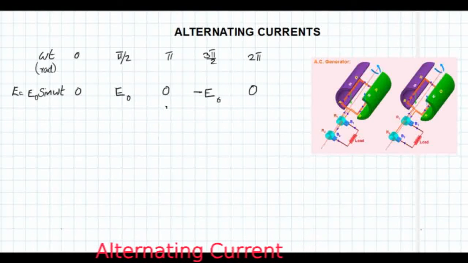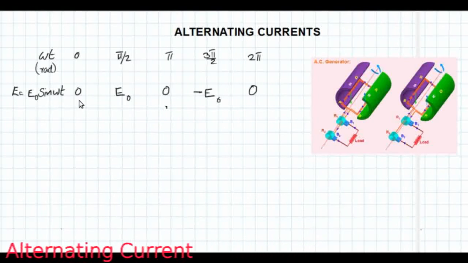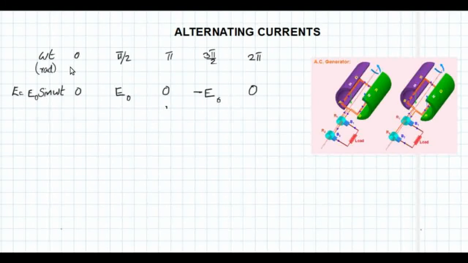You can see it starts from 0. That means there is no induced EMF, right? When omega t is equal to 0, or when the plane of the coil is perpendicular to the direction of magnetic field, there is no EMF induced. And when it turns through an angle of pi by 2, that means area vector is perpendicular to B, then the EMF is maximum.